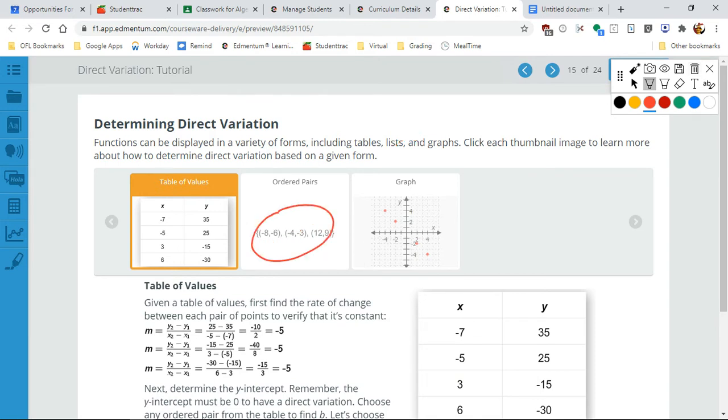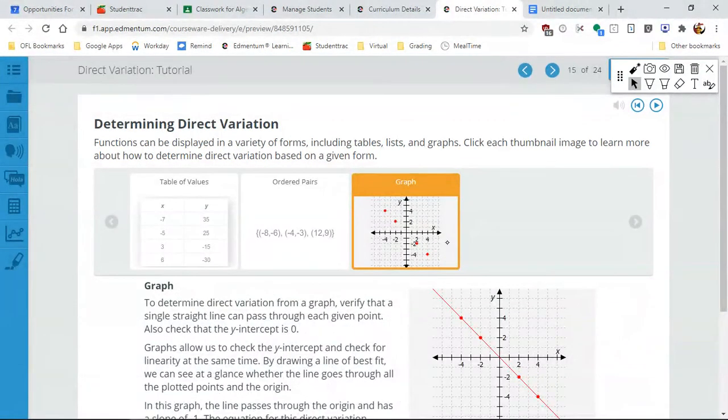So ordered pairs, you can do that the same way you do the table of values. A graph, I think, is the easiest because if you connect them, it's a straight line and it cuts through the origin, the 0, 0. You can see that here because they know how to draw a line, and I don't know how to draw a line. So trust theirs more than mine because they can draw and I can't.